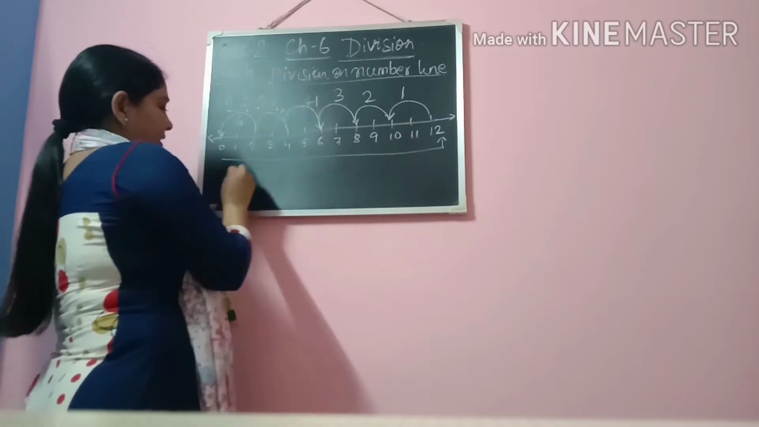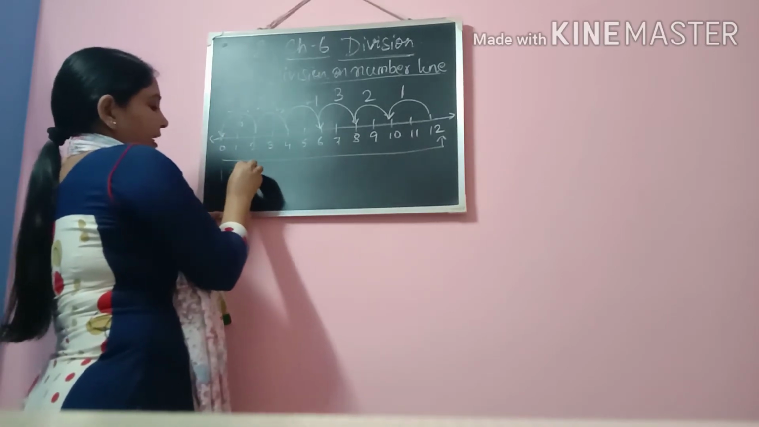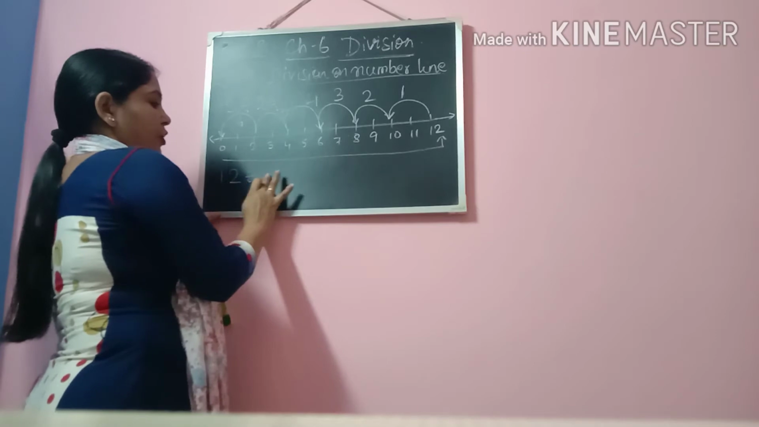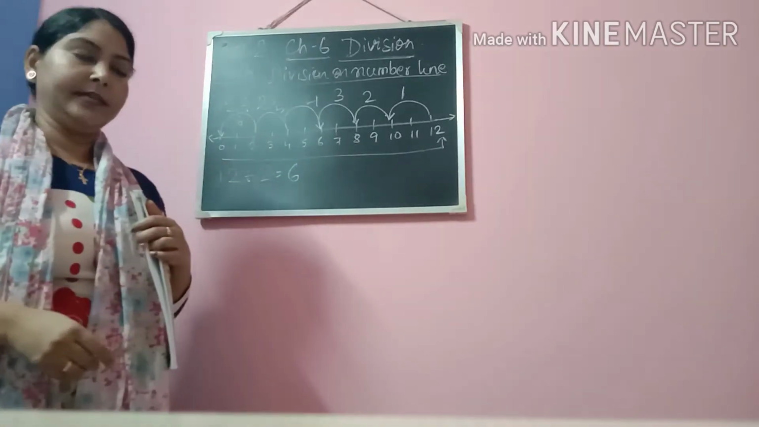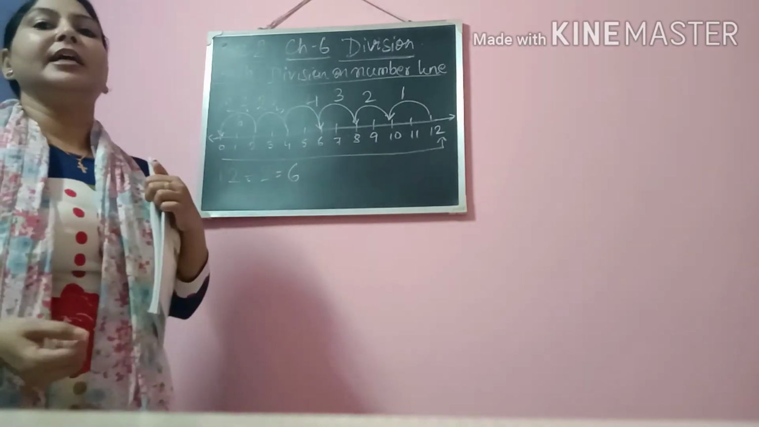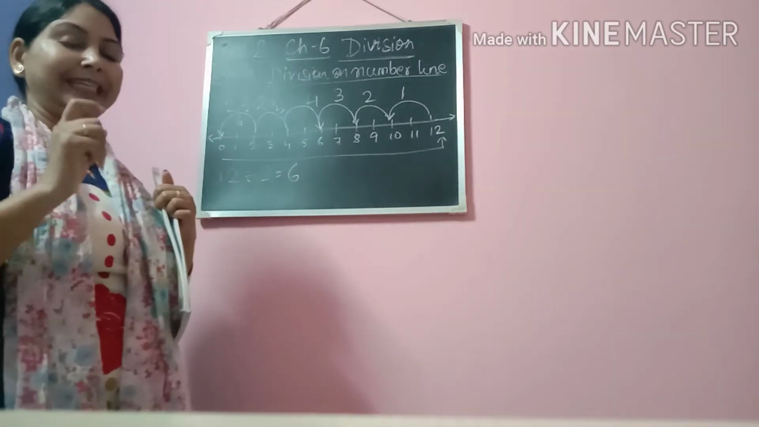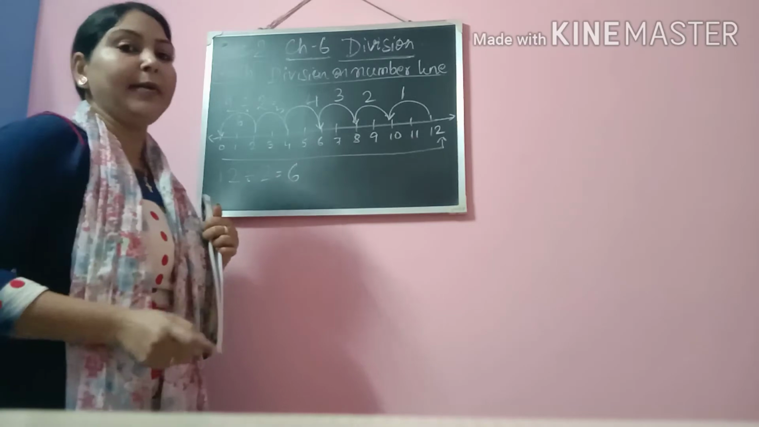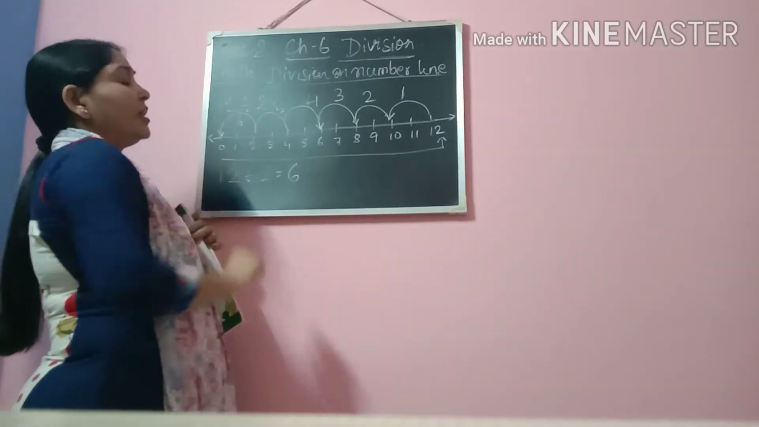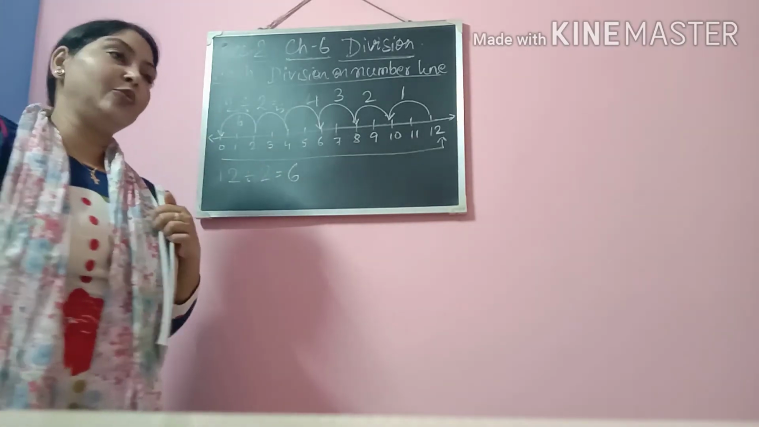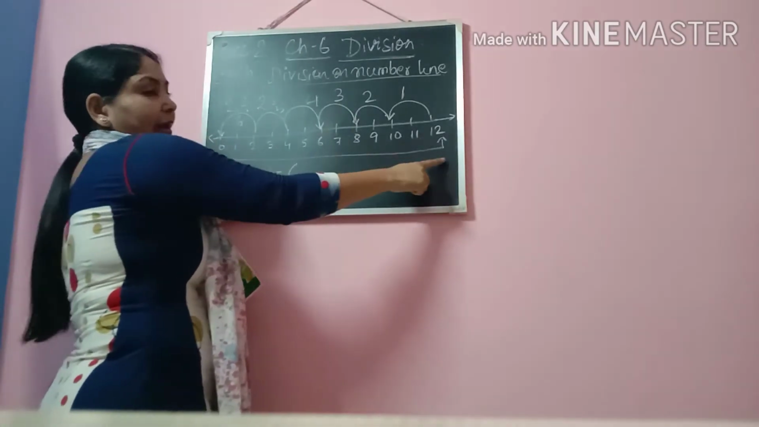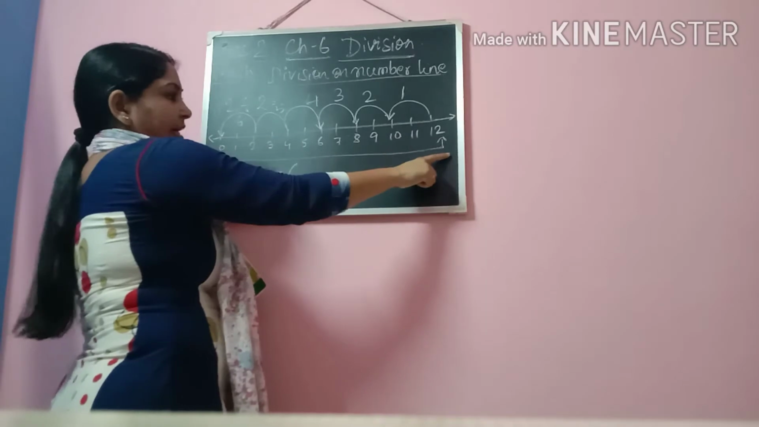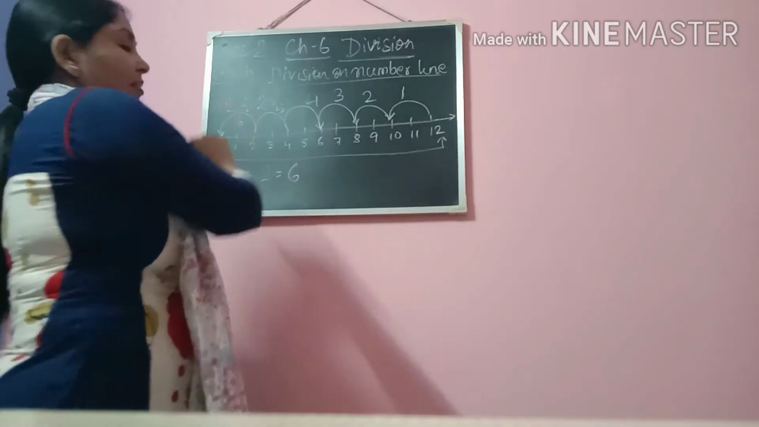So we will write here 12 divided by 2 is equal to 6. This is how the division concept is done on the number line. Again I am going to repeat this. The question is 12 divided by 2. First we will start from 12. From 0 we will straight away go to 12.